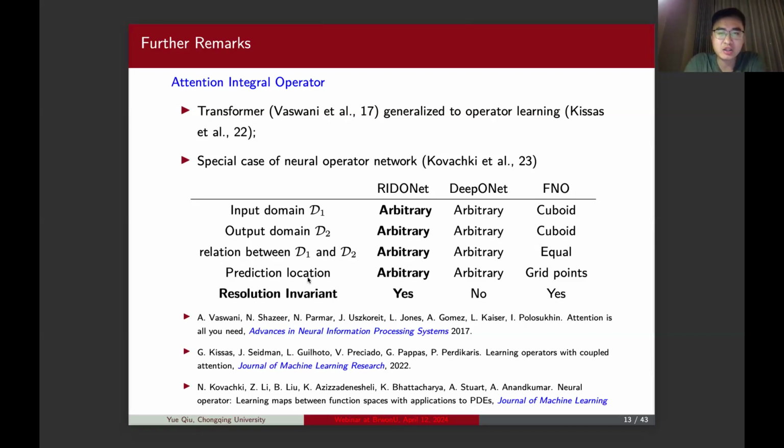But it's also quite easy to adapt this DeepONet a little bit to make it resolution invariant. But for this Fourier neural operator, there are more restrictions since it uses the fast Fourier transform for this parameterization. Therefore, it requires that both the input and output domain should be the same.